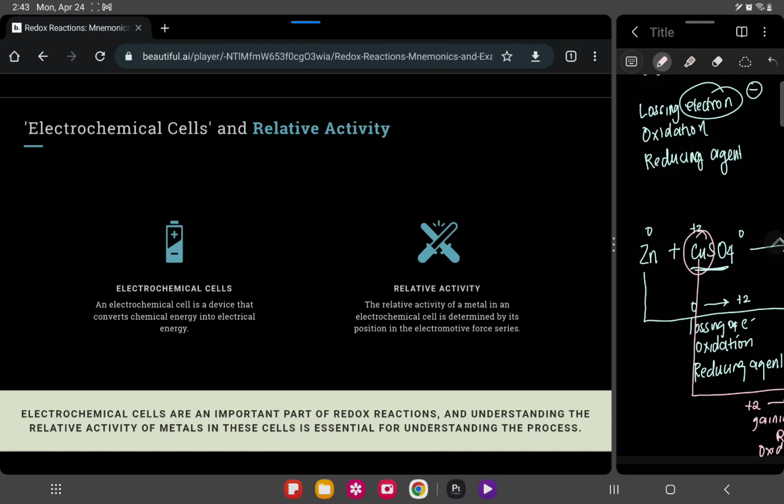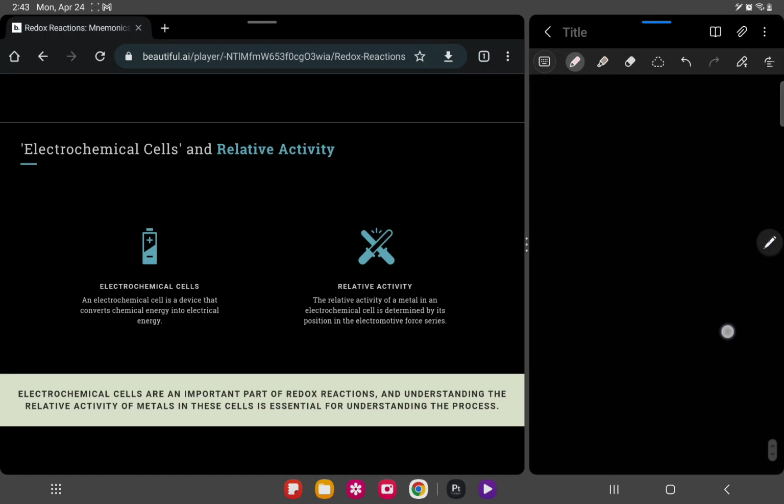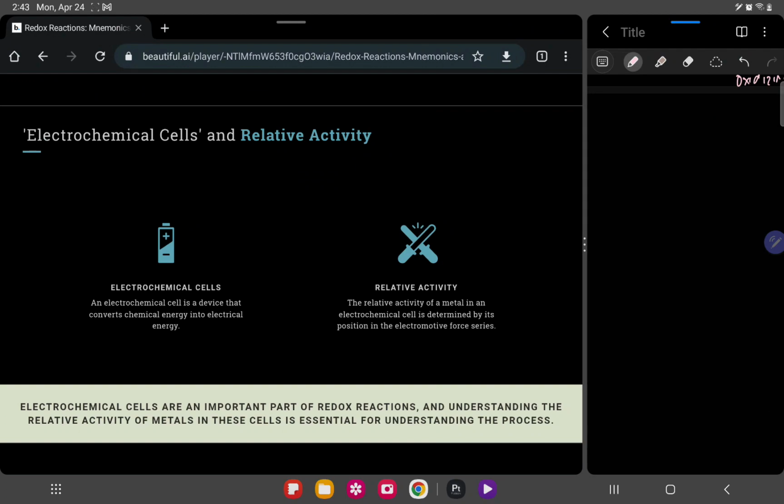We also have your electrochemical cell. This is again an advanced topic in electrochemistry. An electrochemical cell is a device that converts chemical energy into electrical energy. A classic example for this is your battery. Inside the battery, there is a redox reaction happening, so there is a movement of electrons.